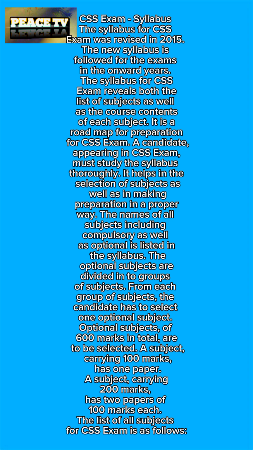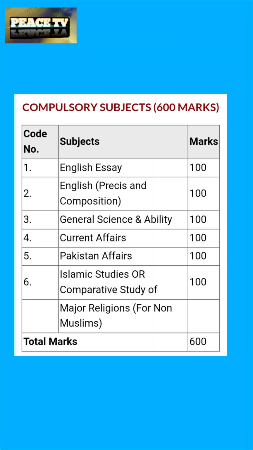The names of all subjects, including compulsory as well as optional, are listed in the syllabus. The optional subjects are divided into groups of subjects. From each group of subjects, the candidate has to select one optional subject. Optional subjects, of 600 marks in total, are to be selected. A subject carrying 100 marks has one paper. A subject carrying 200 marks has two papers of 100 marks each. The list of all subjects for the CSS exam is here.